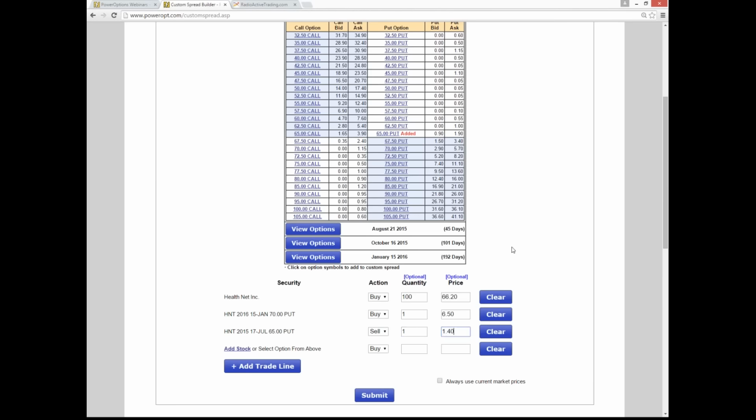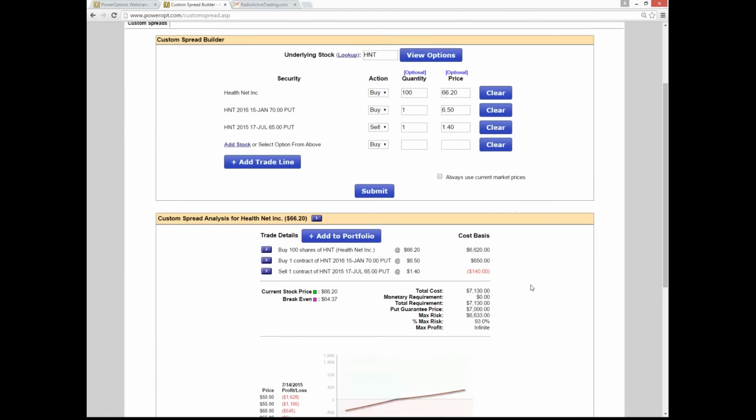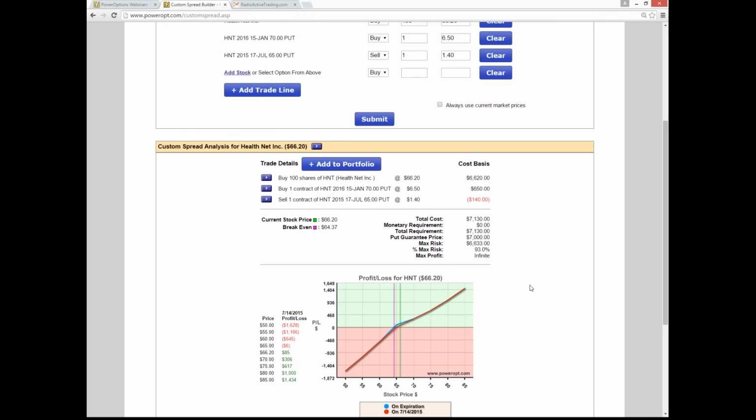Well, it's because I'm not always right on the position. And what's going to happen when I enter this naked put? Remember, my total cost basis on the position initially was 66.20 plus the 650. So we had 7,270 invested in the position. Now I'm generating 140 in the position. So I'm going to lower my cost basis down to 71.30.